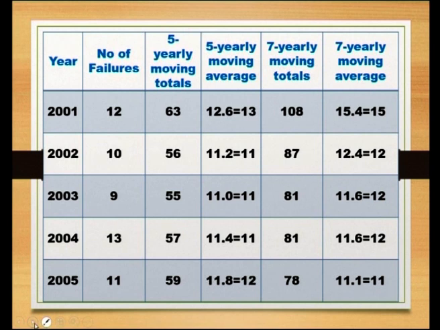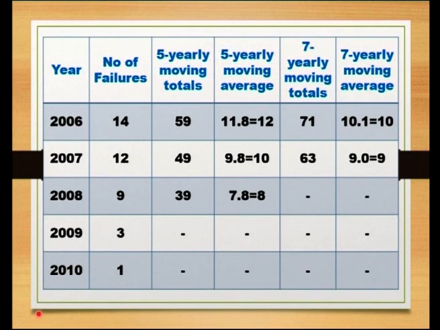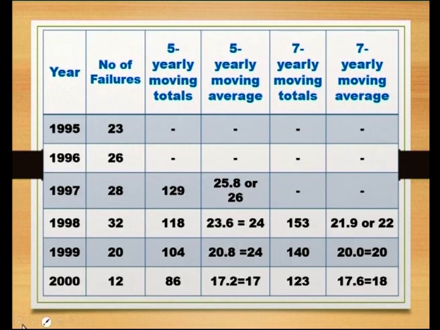Because it is such a big tabular column, it has been broken and given in various slides. And then from 2006 to 2010, 5-yearly and 7-yearly moving averages are given. Let us see for the first tabular column how the 5-yearly moving averages are calculated. First of all, 5-yearly moving totals have to be calculated, then 5-yearly moving averages. Then similarly for 7-yearly moving totals and 7-yearly moving averages. Let us see how they are calculated.